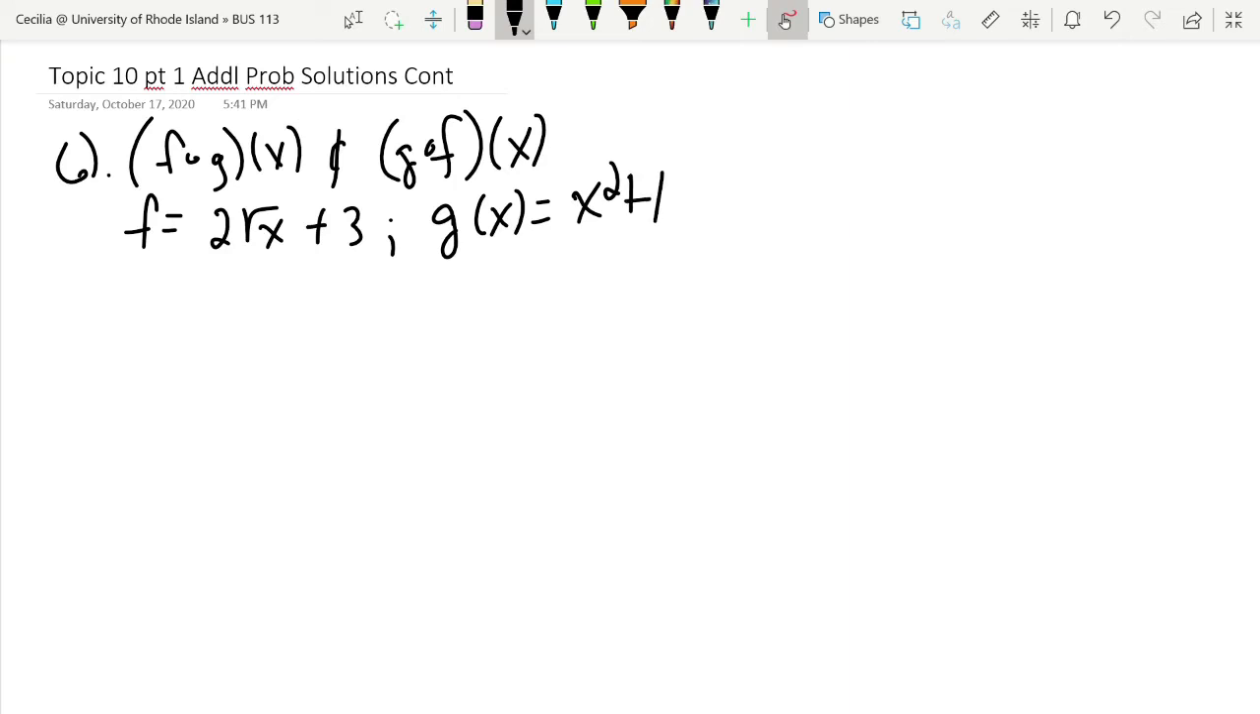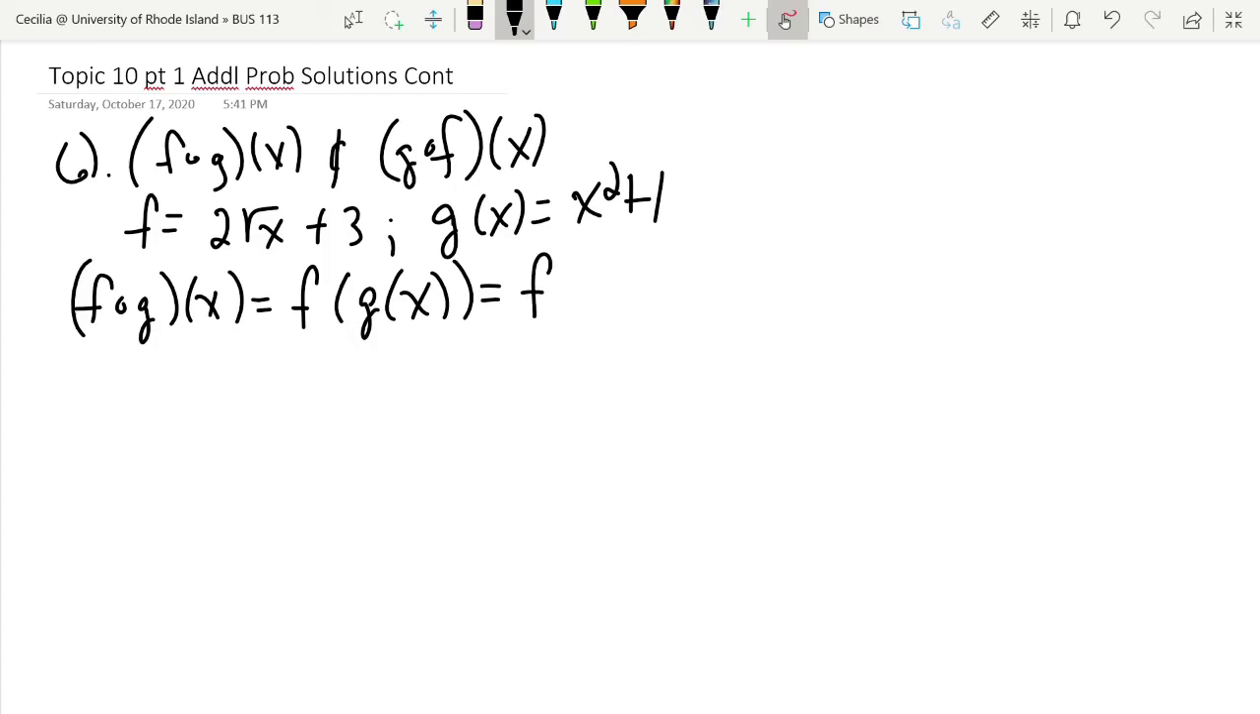Okay, so let's start out by looking at f circle g, or f composed with g of x, which we can read from left to right as saying f acting on g. So the one on the right is going to be on the inside, and that means that f is going to apply to g. Well, what is g? g is just x squared plus 1. So f is going to act on g. And what does f tell us to do?